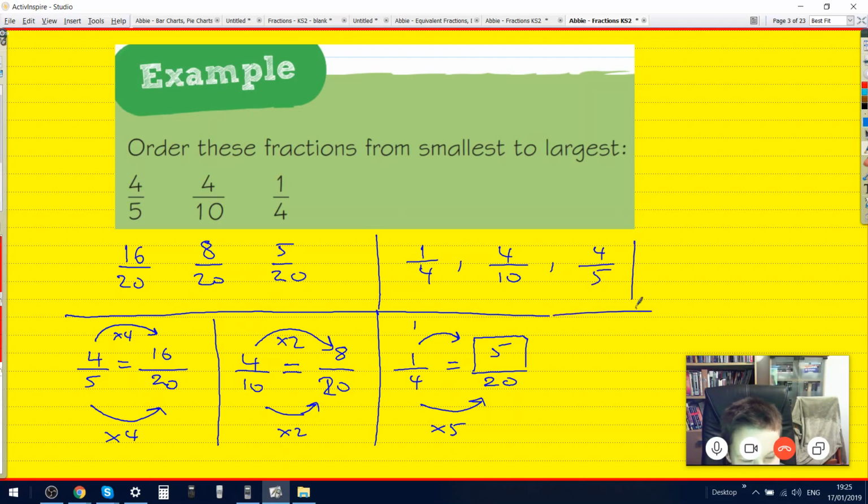A mistake lots of students make is they write the answer as 5 over 20, 8 over 20, and 16 over 20. But you weren't asked for it in that form, you were asked for these ones. So you did it the right way. In general, make all the denominators the same and use that to order them smallest to biggest. Any questions there? No, I don't think so.